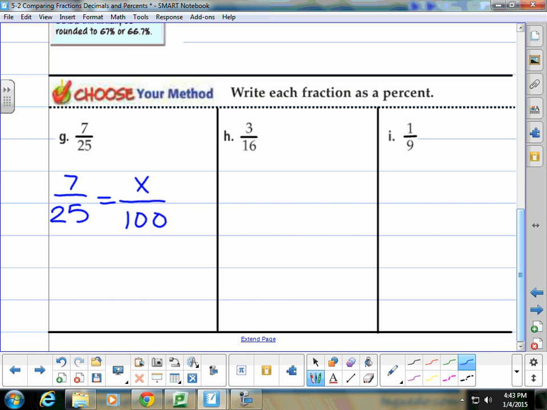If you were going to use the method of writing as a decimal, you're going to be writing and dividing and doing how many times does 16 go into 3. And whatever you get here as a decimal, then you're going to multiply that decimal by 100. Okay, and if it's repeating, remember to write the repeating symbol with bar notation.